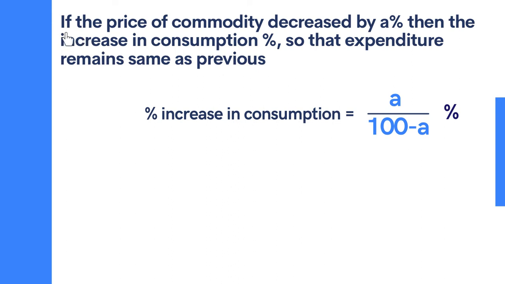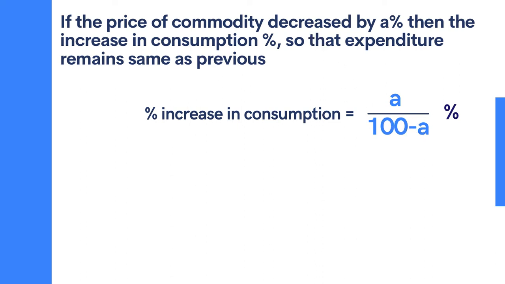This concept is just the opposite of the last concept. The last concept was saying if the price of a commodity increased by a percentage, but here we are discussing if the price of a commodity decreased by a percentage, then the increase in consumption percentage required so that the expenditure remains the same as before. Here also expenditure is the same. So by the formula directly we can solve this one. In the previous formula we had plus, but here we have minus because here we have a decrease. So we will use minus here.